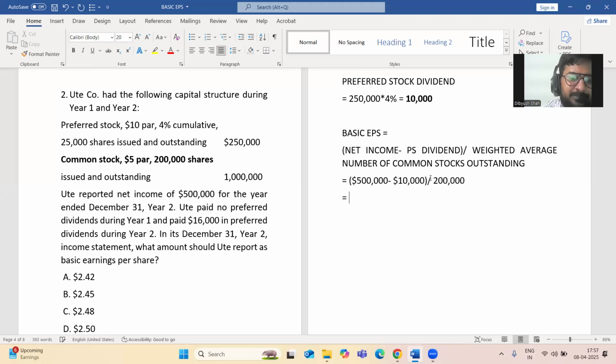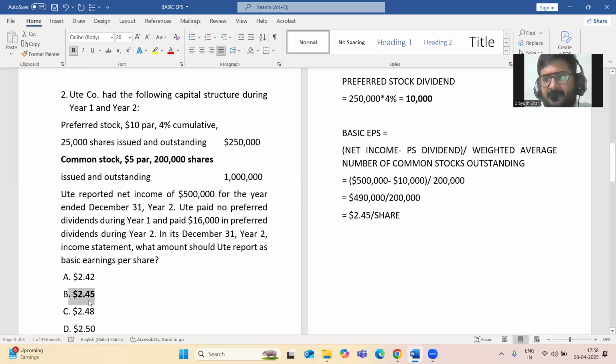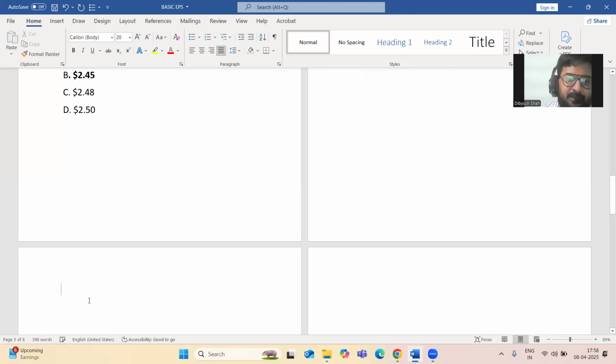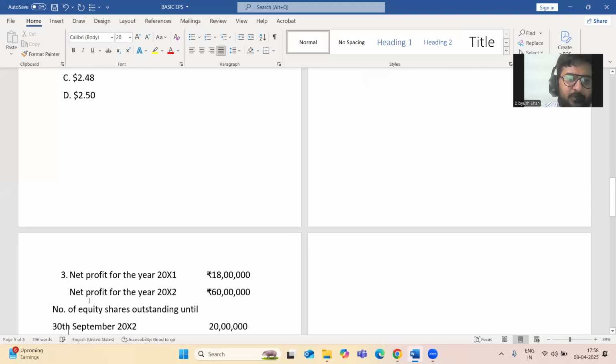So that becomes 4 lakh 90 divided by 2 lakh shares. That is your 2.45 per share. This is your basic EPS. Option B. This is the correct answer. Last question for the day. Question number 3.